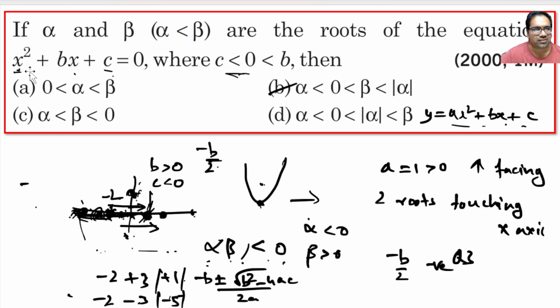If the coefficient of x square is positive, obviously it will face upwards. And if there are two roots, that means it will touch the x-axis. And if the vertex is given by minus b by 2a, if the vertex is negative, then it will be towards the left side of the y-axis. If the vertex is positive, it will be towards the right side of the y-axis.